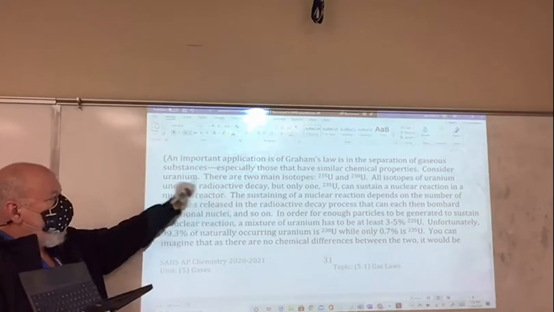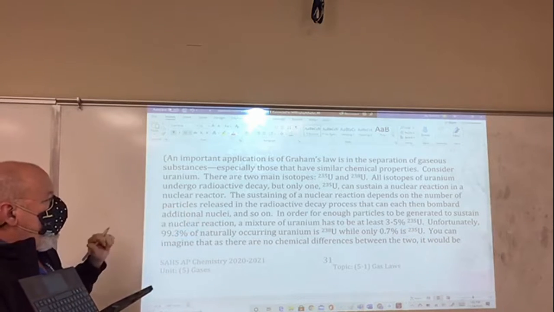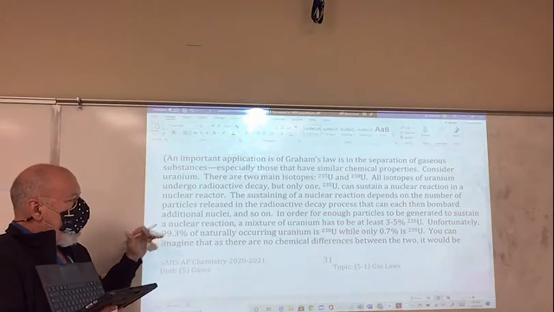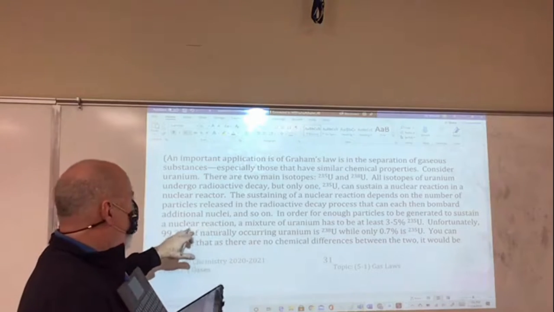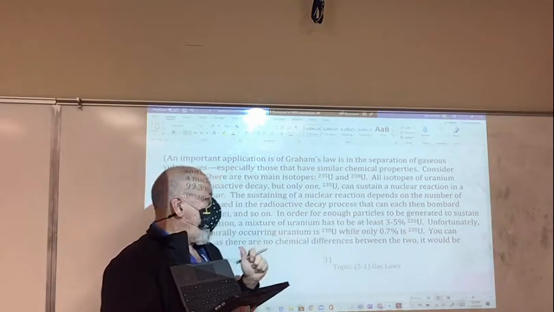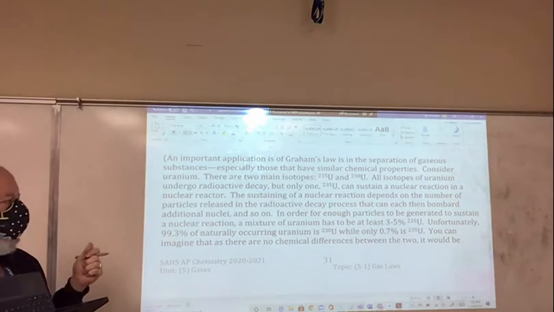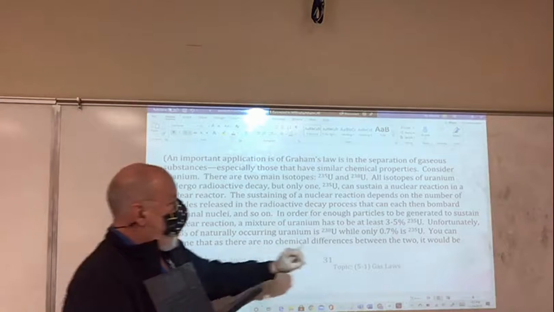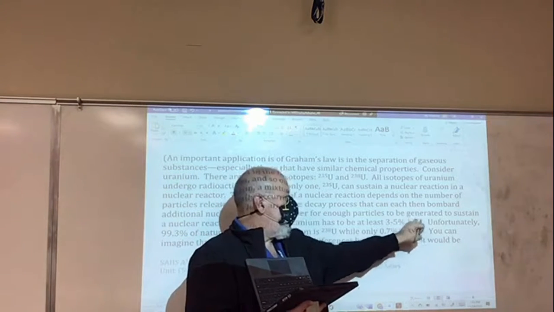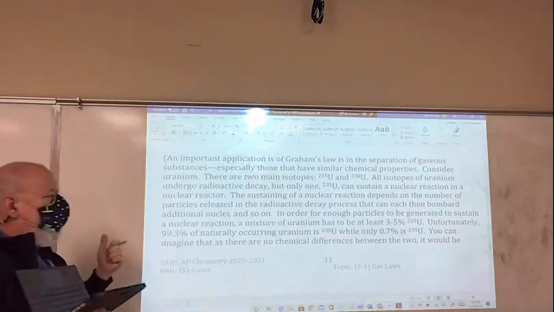The sustaining of a nuclear reaction depends on the number of particles released in the radioactive decay process that can then bombard additional nuclei and so on. In order for enough particles to be generated to sustain a nuclear reaction, a mixture of uranium has to be at least 3 to 5% uranium-235. So I have to have at least 3 to 5% of this isotope in a mixture of uranium in order for it to be able to sustain a nuclear reaction.